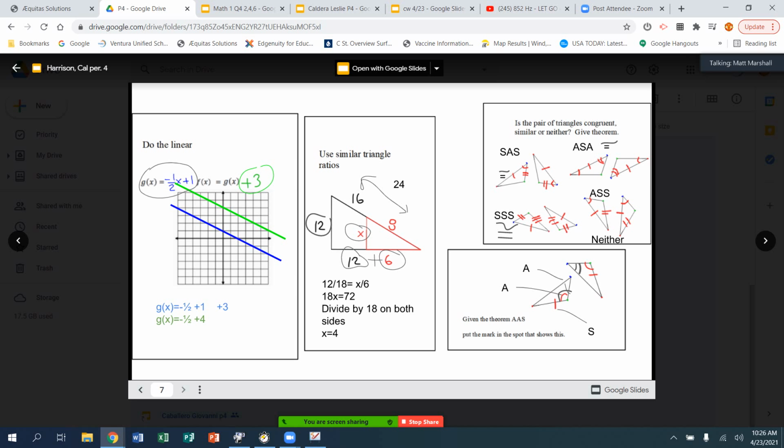All right, that's super beautiful, Cal, but when I'm looking at your work, those answers down at the bottom, there's something crucial missing. Can you tell me what you missed at the bottom of that problem there? Where you have g of x equals negative 1/2 plus 4. The other one says negative 1/2 plus 1.